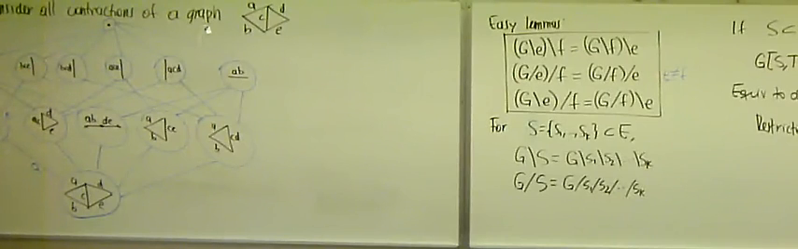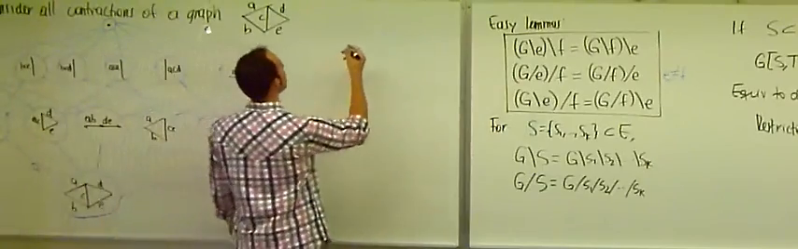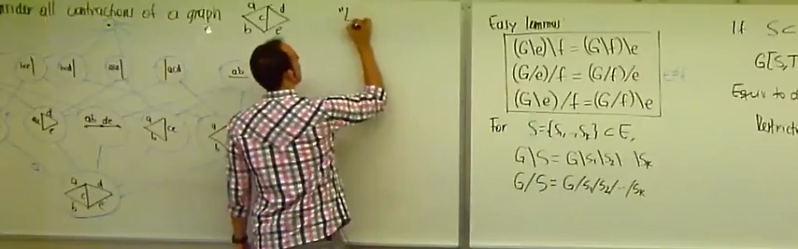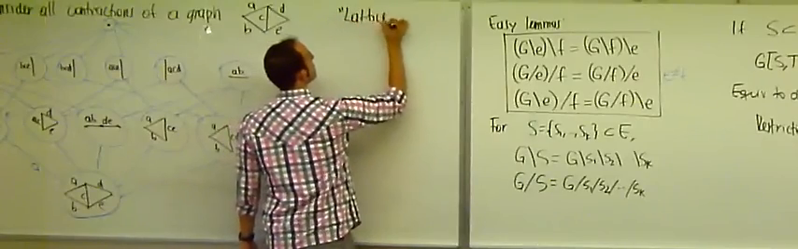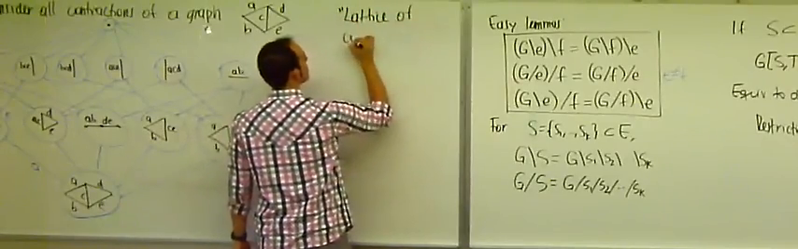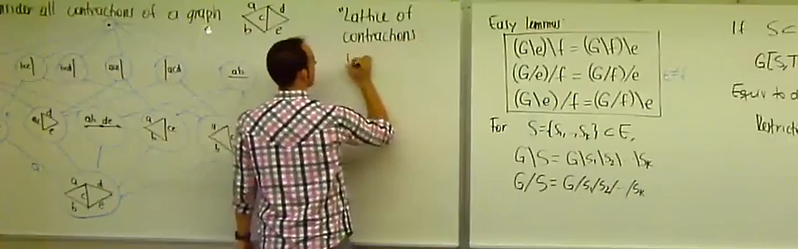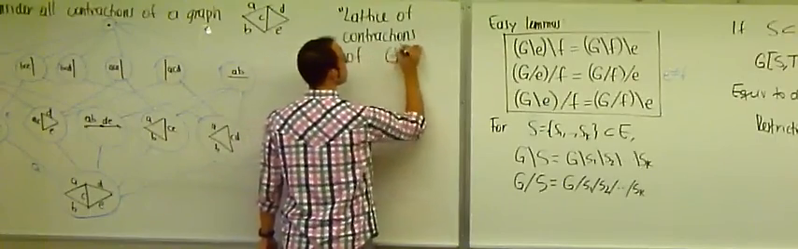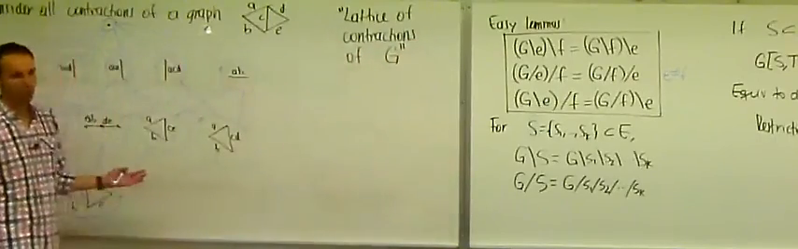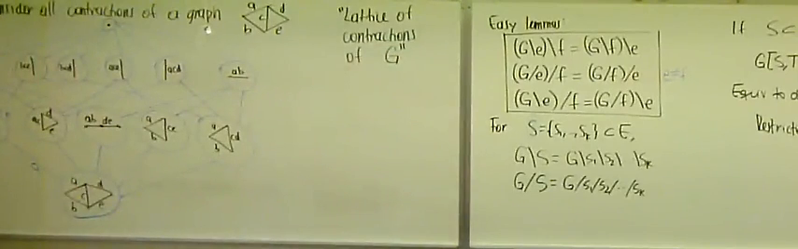And so this is what's called the lattice of contractions of the graph. Okay, you consider all possible contractions, and you order them according to what contraction went before which other one in the process of contracting.